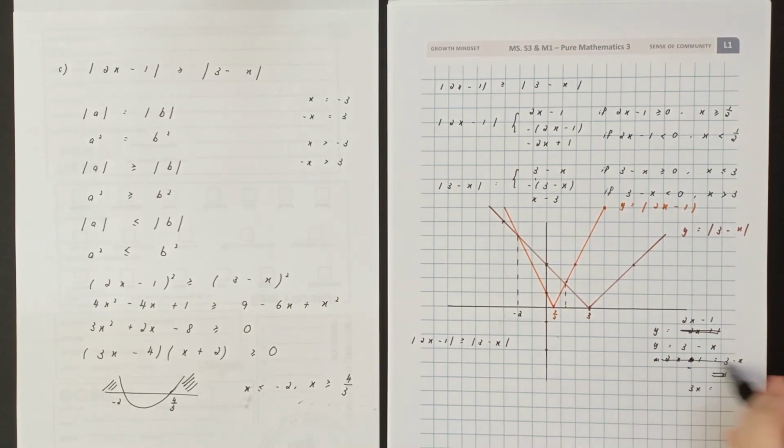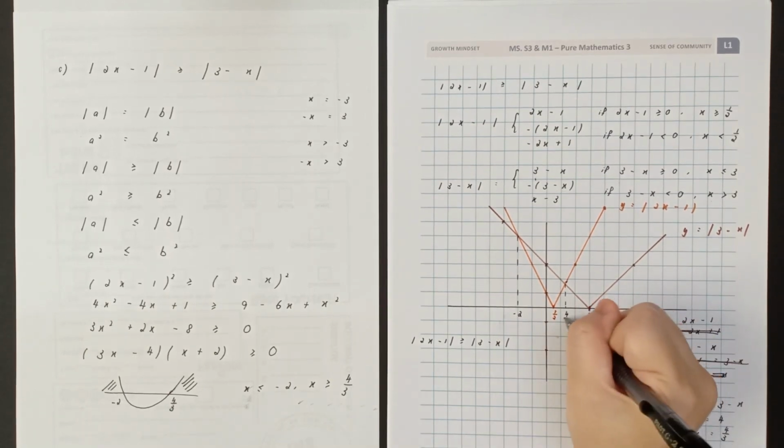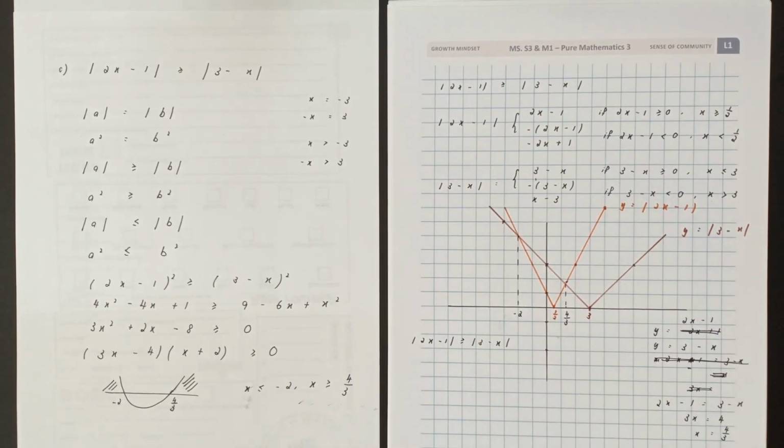Okay, so let me write again. So 2x minus 1 will be equals to 3 minus x. So when I move it, then I get 3x will be equals to 4. So x will be equals to 4/3, which is basically what this is. Okay, so what is the answer?